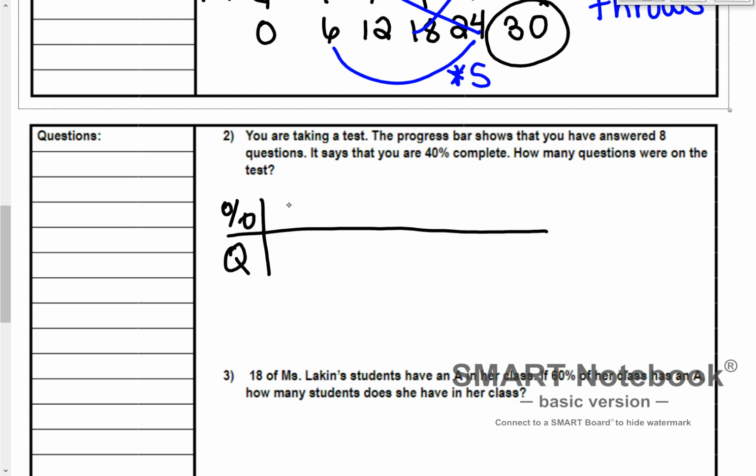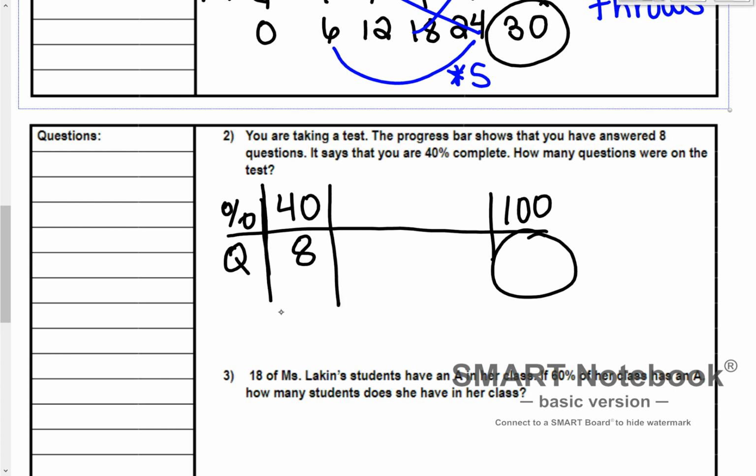We are given 40%, which is equal to 8 questions. We need to get to 100%. And then whatever's down here will be our answer. However many questions is equal to 100% is however many questions are on the test. Now, we cannot go from 40 straight to 100. So this is one of those examples where we have to go from 40 down to something to then get it back up to 100.